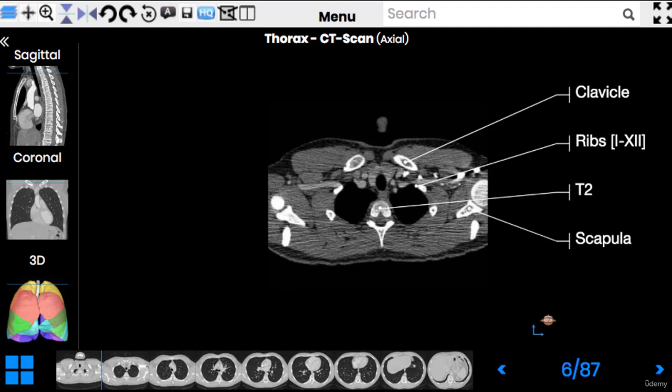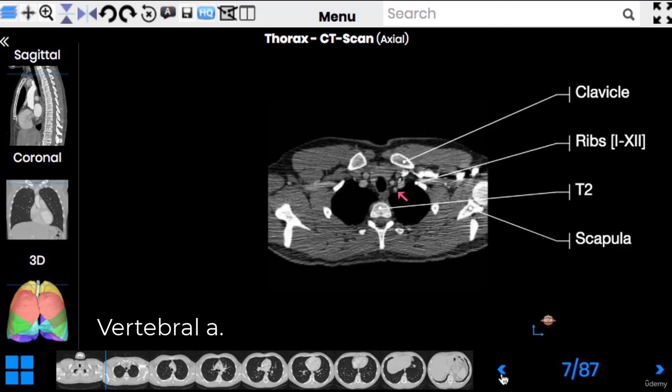The two which are closest and more anterior to the trachea are the common carotid arteries and internal jugular veins. The arteries are closer to the midline and the veins are in front and lateral to them. The big vessel just behind the common carotid artery is the subclavian artery. The subclavian artery branches off the vertebral artery as it approaches the outlet of the thorax.